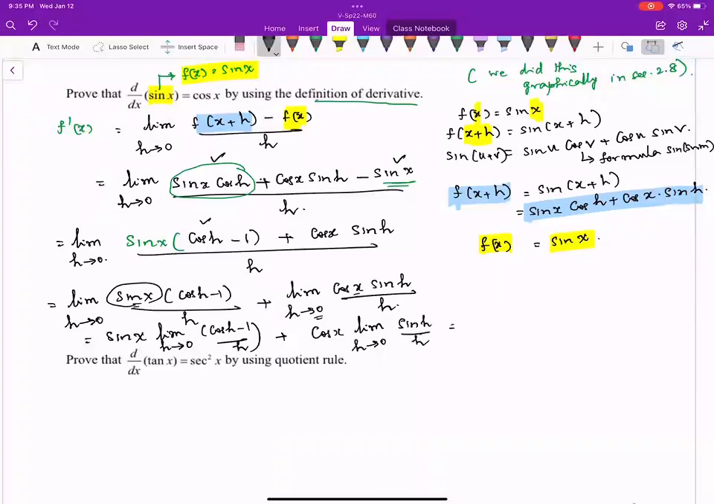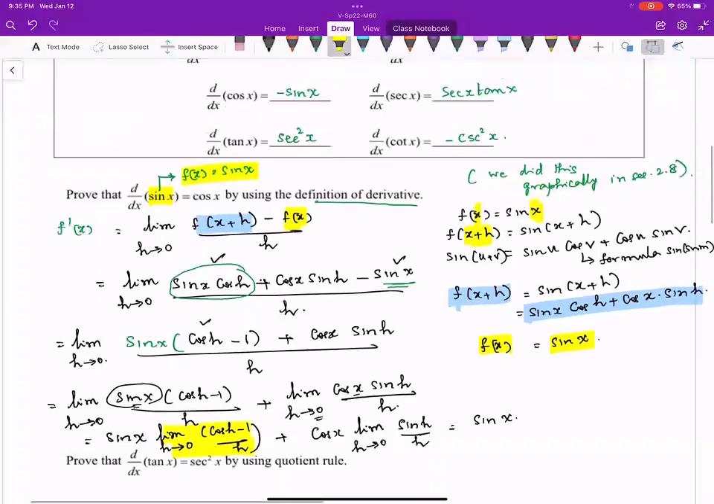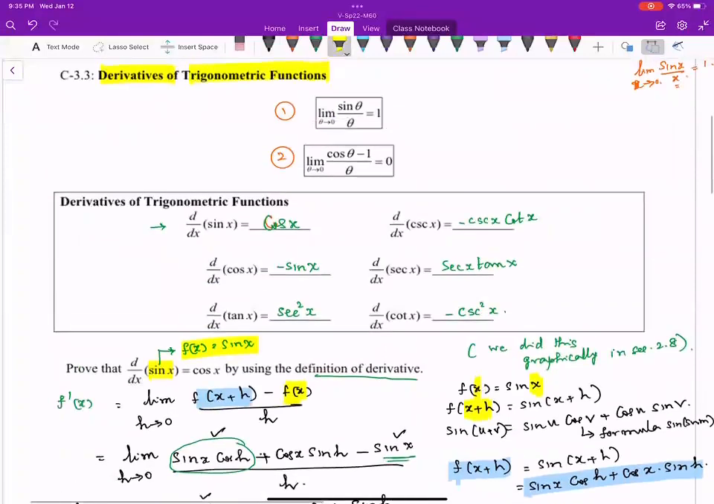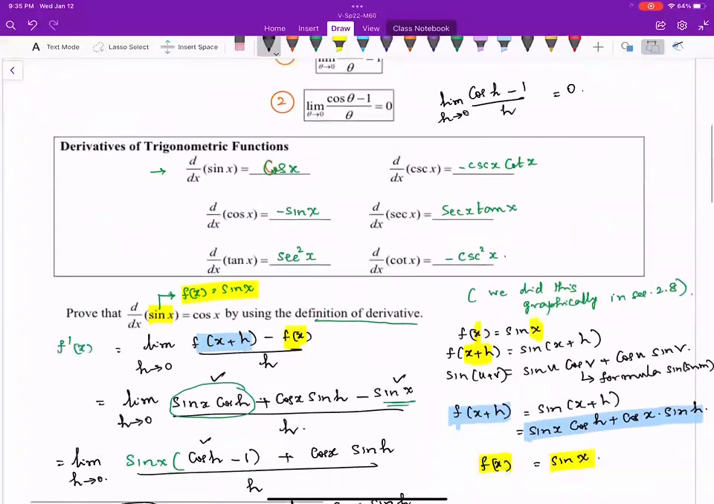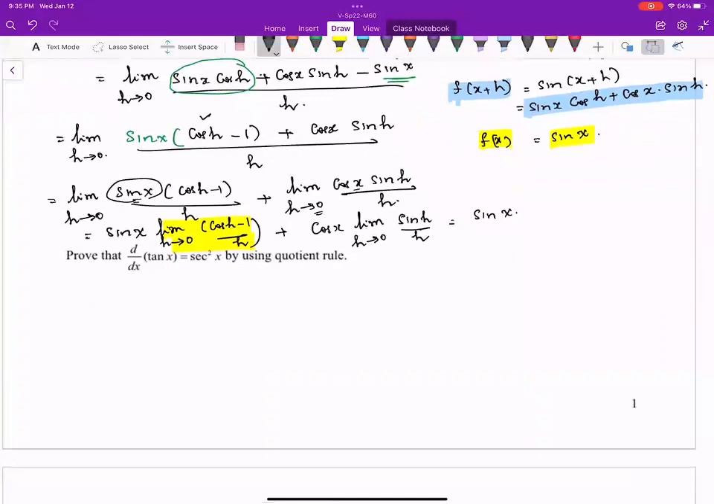Now we have first term sine x. What is this limit? This is exactly what we talked about. Cosine theta minus 1 over theta, limit as theta approaching 0 is 0. So if I apply that over here, cosine h minus 1 over h, limit as h approaching 0 equal to 0. Theta replaced by h, that's exactly what we have here. So that will be 0.